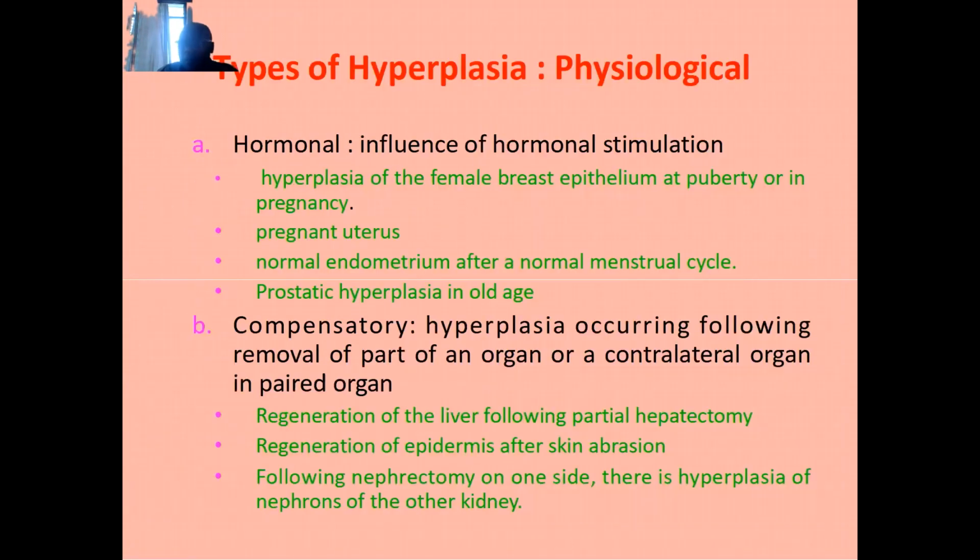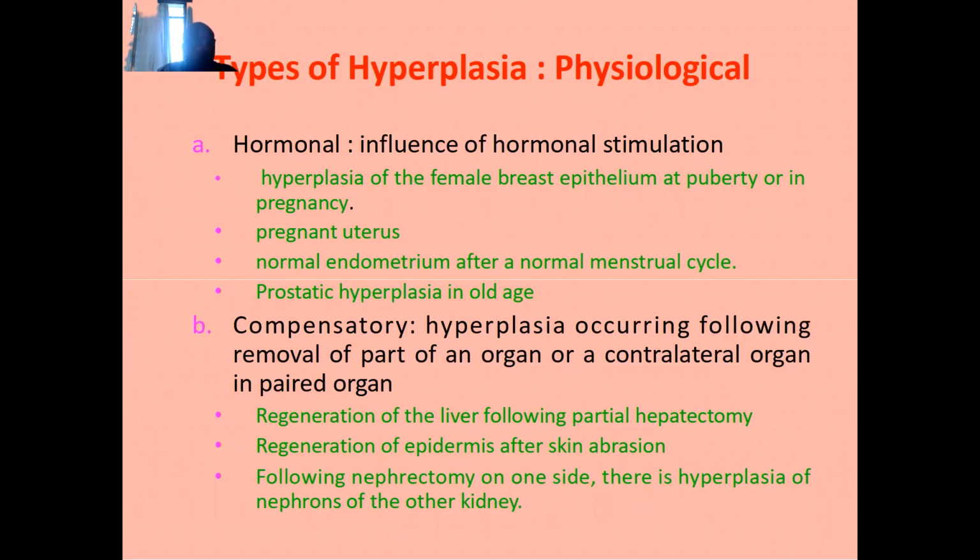So the types of hyperplasia can be physiological, and for example, it can be hormonal, influenced by various types of hormones in our body, like hyperplasia of the female breast epithelium in pregnancy, so that the mammary gland can prepare for major functions like breastfeeding. There is another hormonally influenced type of hyperplasia, which is the uterus during pregnancy, the uterus becomes big.